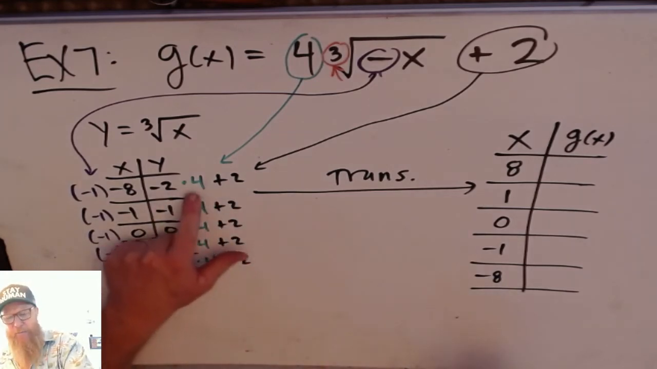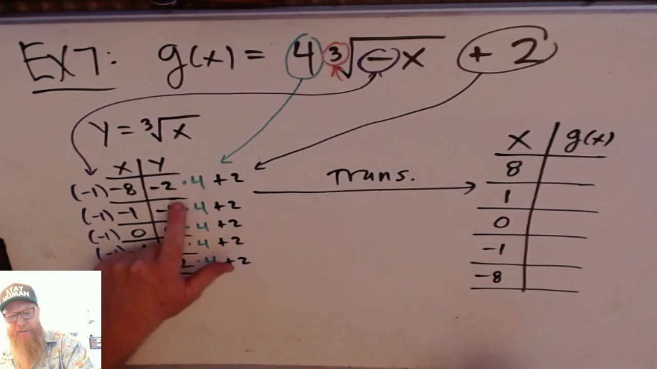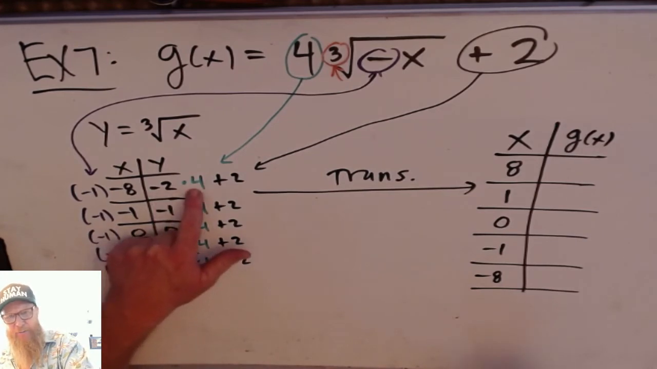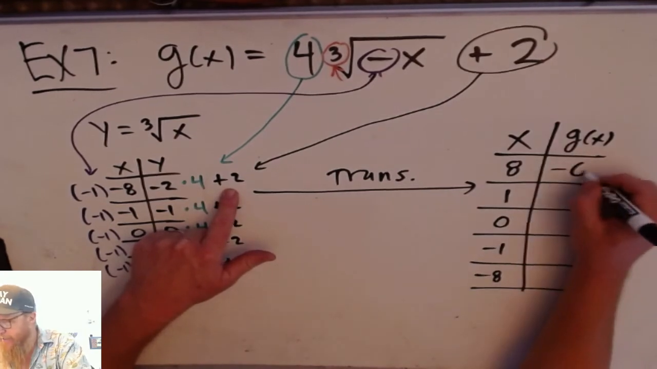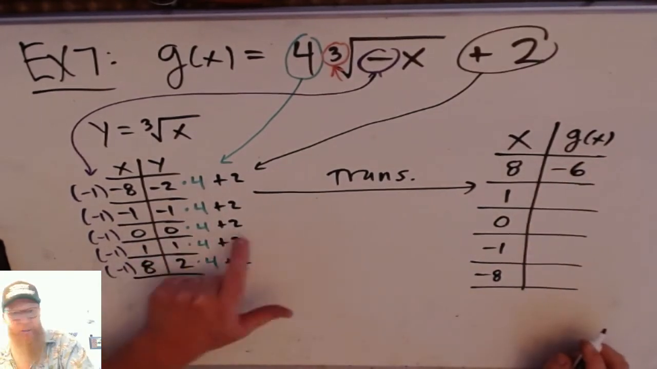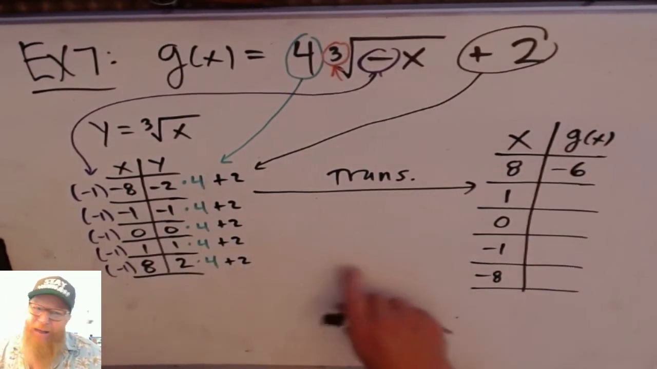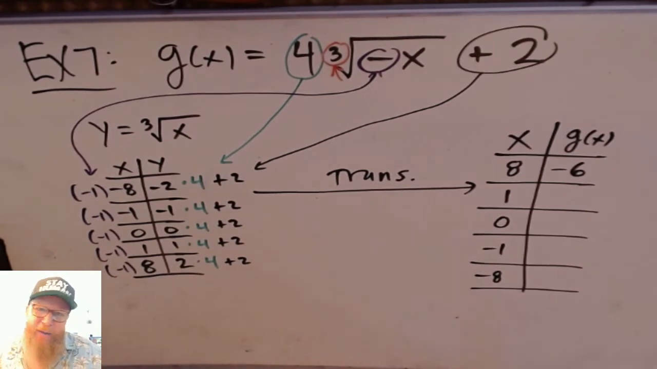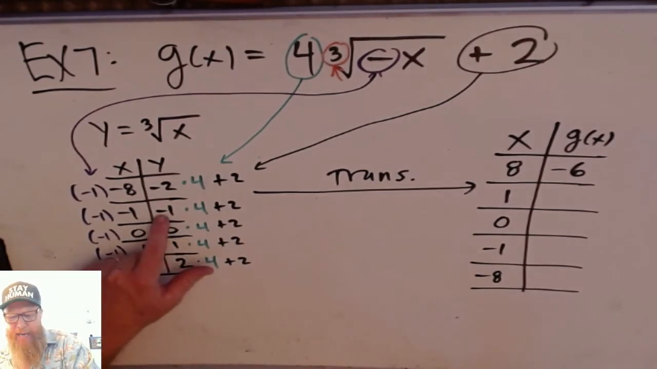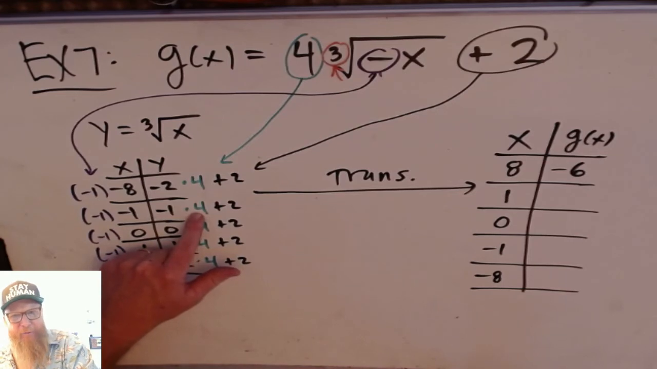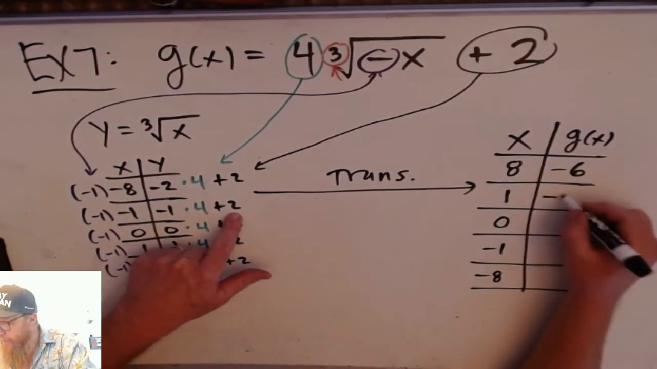Now let's come over here, multiply by 4, and then add 2. Negative 2 times 4 is negative 8. Negative 8 plus 2 is negative 6. You could do all this with mental math. If you want to have your calculator handy or some scratch paper, it's not a bad idea. Negative 1 times 4 is negative 4. Plus 2 is negative 2.